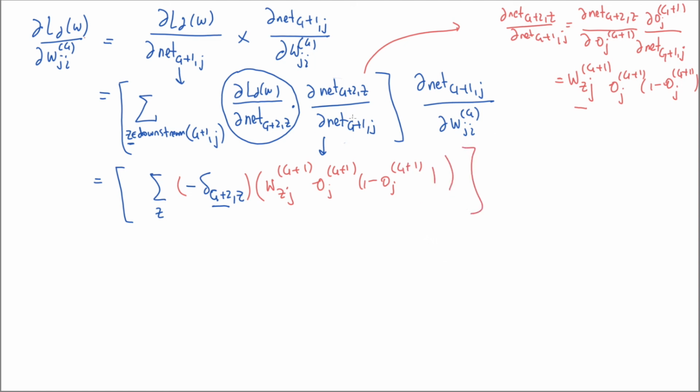Now this looks really difficult, but I encourage you to go through it on your own, and you'll see that it's actually identical to case 1, except with slightly different subscripts. Finally, this term here, the derivative of net_j^(g+1) with respect to the weight w_ji^g, is very clearly going to be o_i^g, because net_j^(g+1) is the weighted sum of the outputs from the previous layer. So taking the derivative with the weight, all you get is this o_i^g term.